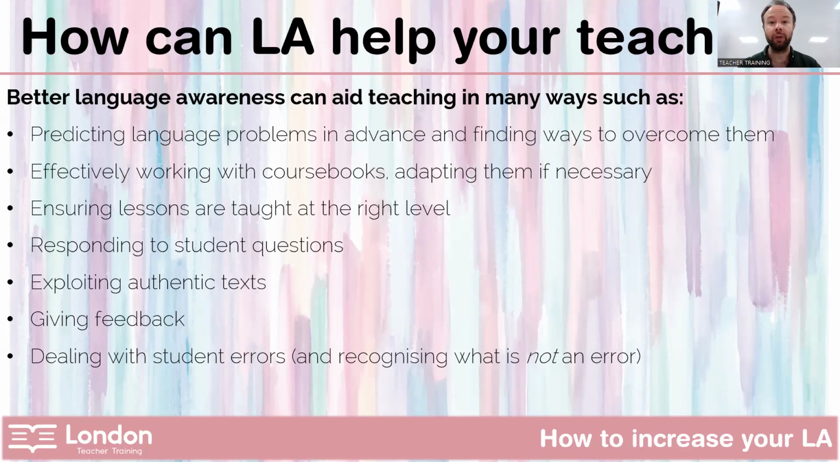looked at at a later time. Also, is it something for the whole class? Is everyone making the same error, or is it just that one student? Or again, is it a slip, not an error? So something that the student knows, but in the moment when they've been speaking fluently, it just came out wrong, but they know it. So again, your language awareness will be able to help you in all of these different aspects of your teaching.